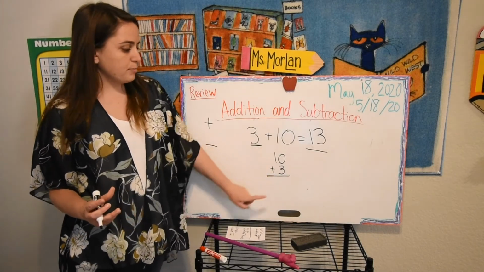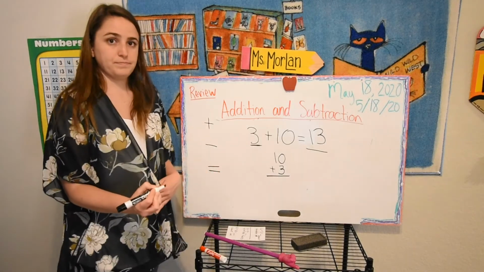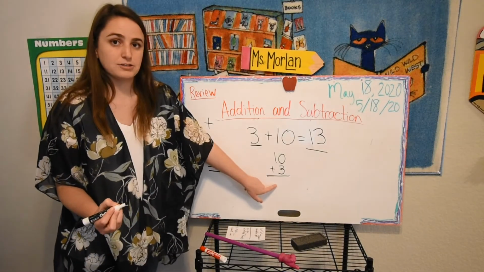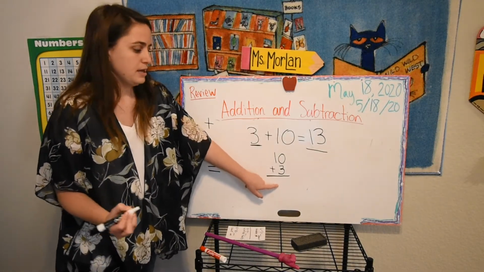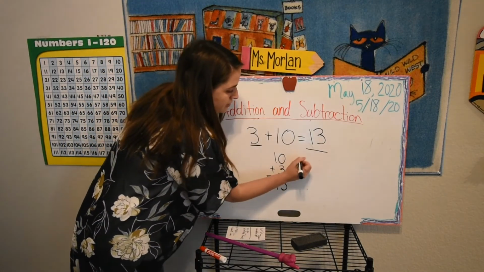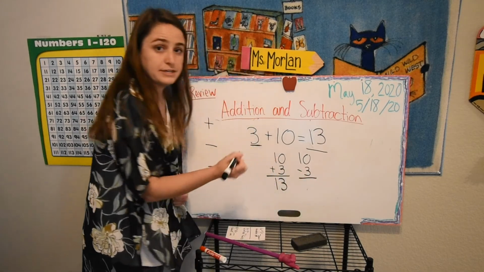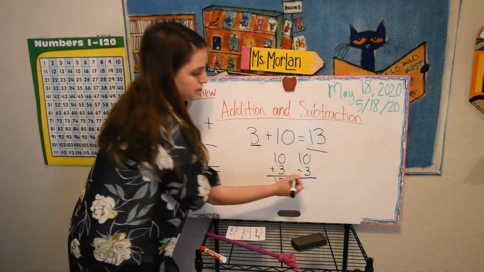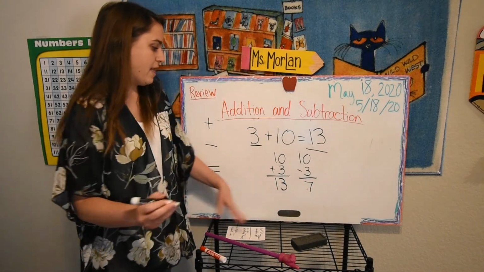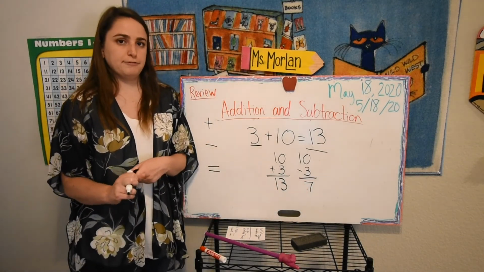And then you'll solve the problem, and the line means the equal sign. And then you put the answer underneath it. Now, if it's adding, you're putting the sum, right? And if you're subtracting, you are putting the difference. 10 minus 3 equals 7. And there will be a box right underneath the line for you to type your answer.